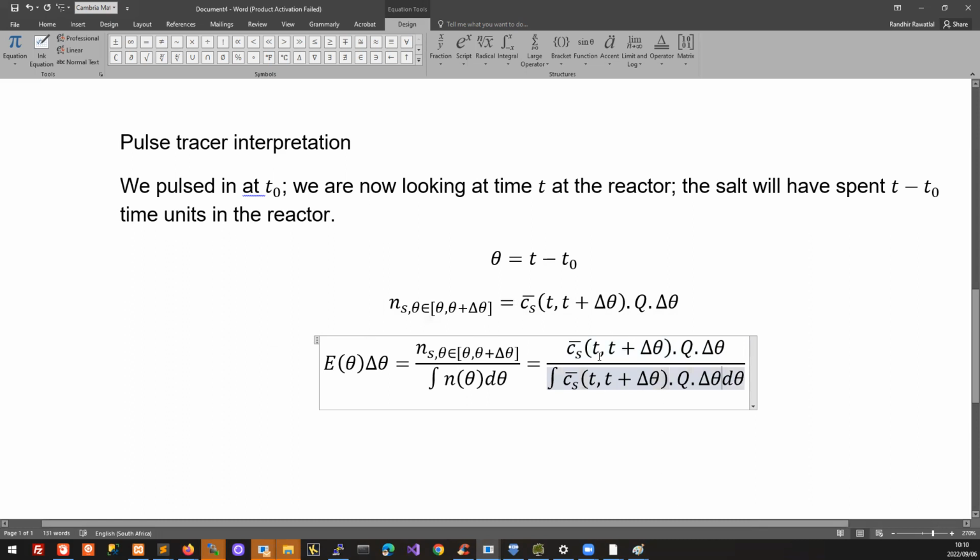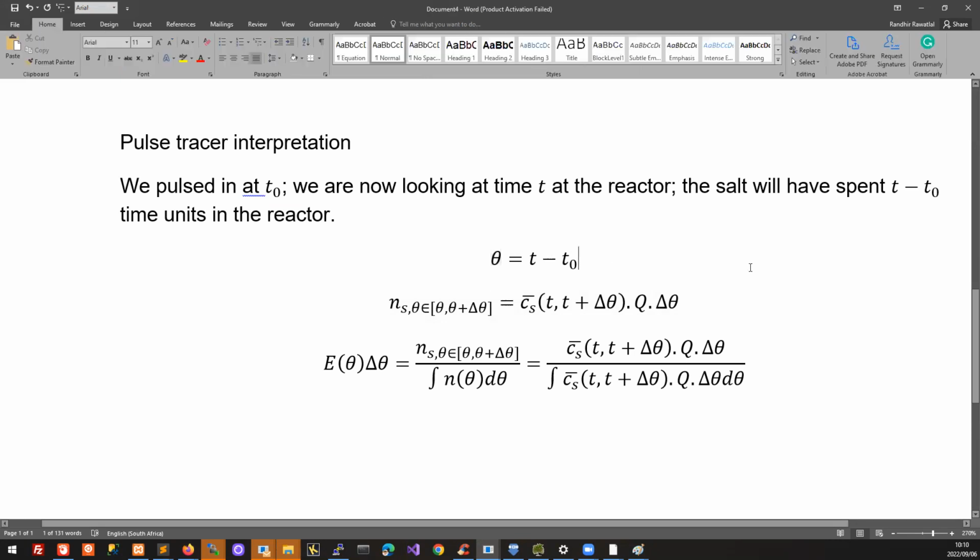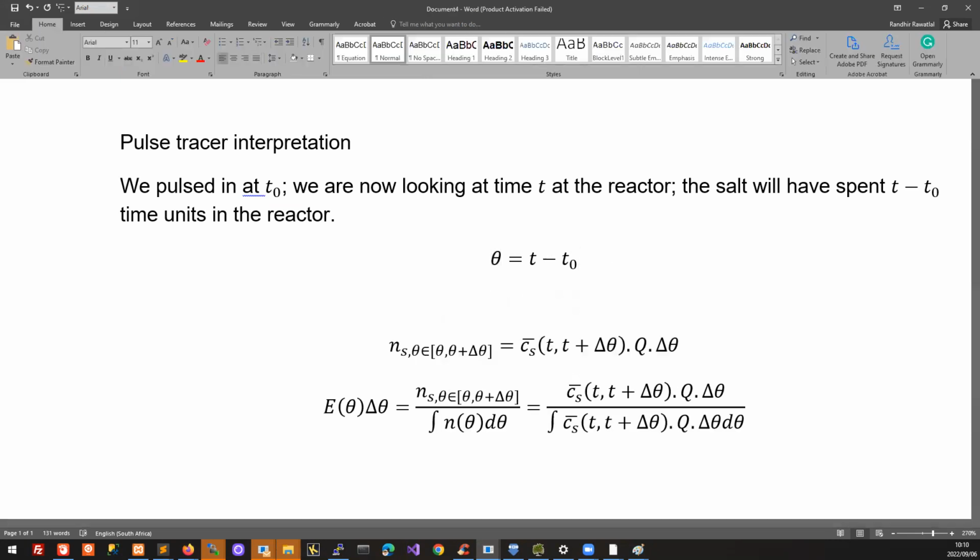And of course, the variable here is t. We don't like working in t. We would rather work in terms of theta. We don't want to write this as theta plus t naught. That would be tedious.